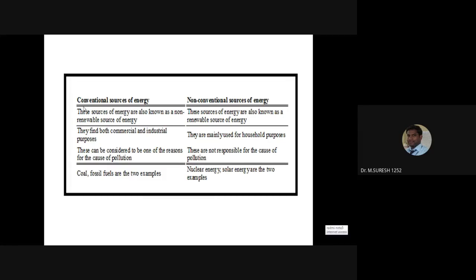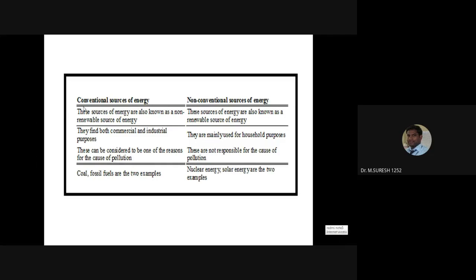So when we are going to use environmentally friendly fuel, what will happen? To improve the air quality, and also to reduce the engine emission. So non-conventional sources of energy mean less pollution, there is no pollution, so we can use them directly. And when compared to the last point, conventional sources of energy are coal and fossil fuels, that means liquid fuels called petrol and diesel, which are the two examples.